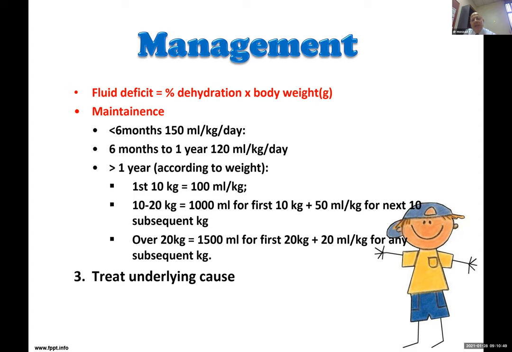In the first 10 kilo, we give 100 ml per kilo. Then for the second 10 kilos, you give 50 ml per kilo. And after that, it is 20 ml per kilo. It is very important to calculate all this and give it to the patient as we discussed. Of course, if you have an underlying cause like infected diarrhea, like dysentery, like malabsorption, all this must be treated.